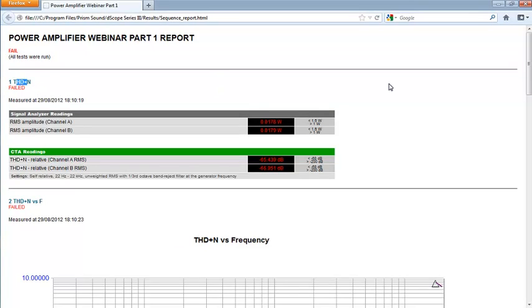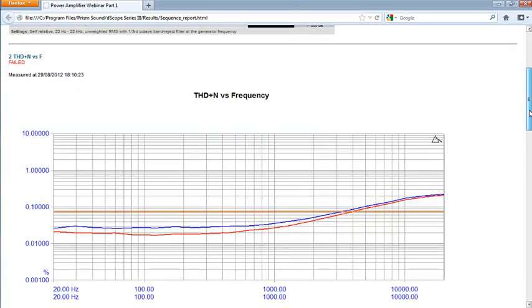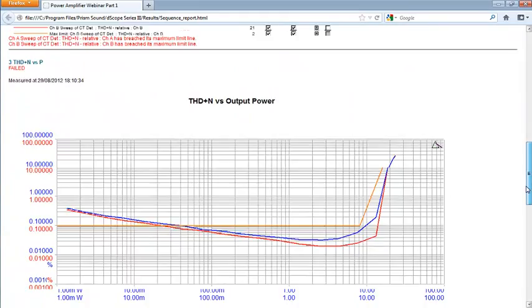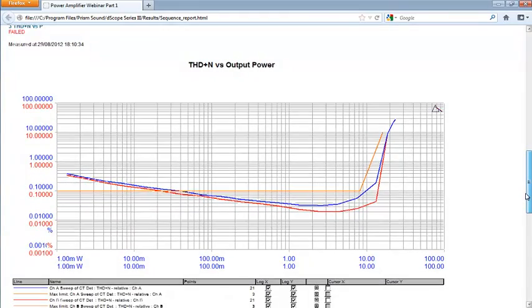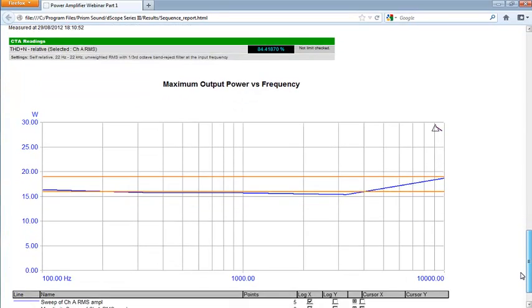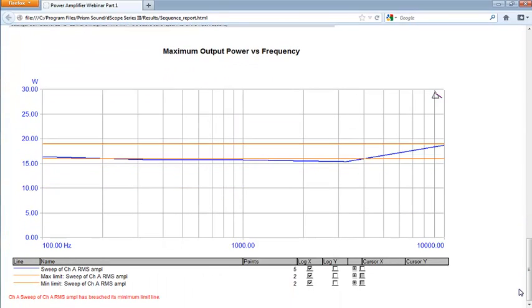Test 1, THD plus N, failed. Test 2, THD plus N versus frequency, that was a fail. Test 3, THD plus N versus power, that was a fail. Cool, this is depressing, isn't it? And the final test, maximum output power versus frequency, that failed as well. Well, that's not good news.